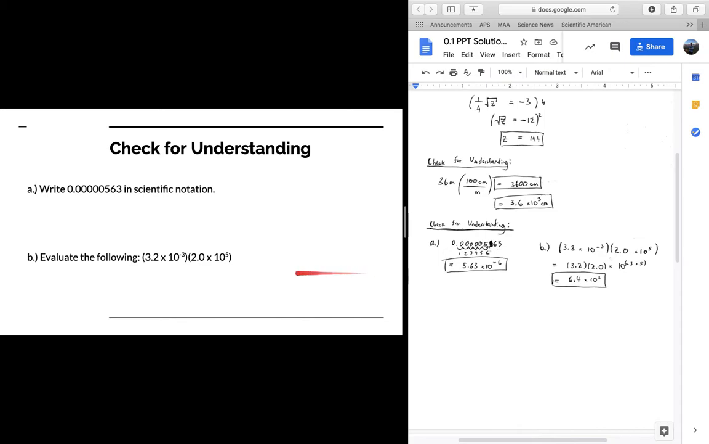Okay? Now let's say we want to evaluate the following, 3.2 times 10 to the -3rd and 2.0 times 10 to the 5th. Okay? How I proceed to do this is I would take 3.2 and multiply it by 2.0. Again, we multiply the mantissas together, so we're going to get 3.2 times 2.0. And then we're going to multiply that by 10 to the sum of -3 and 5. Again, we add -3 and 5 together, so that's going to give us 10 to the -3 plus 5, or 10 to the second. 6.4 times 10 to the second is going to be our resulting number.